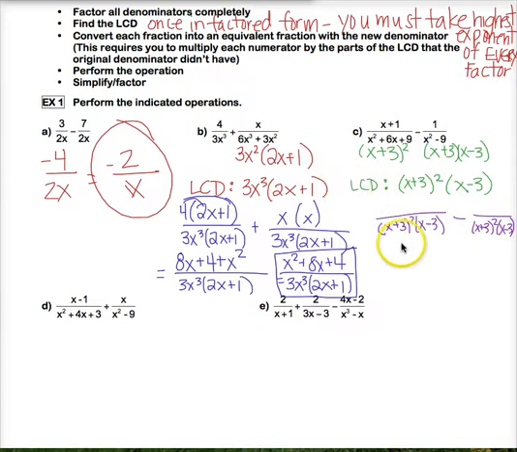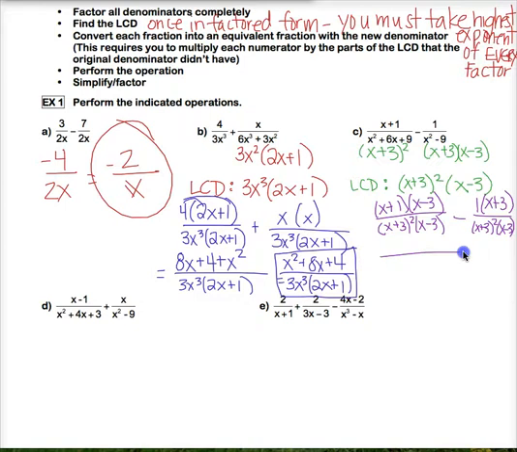And so now I need to convert the fractions. My original on the left had the x plus 3 squared, but it did not have the x minus 3. So I need to take the numerator that it had and multiply it by the x minus 3. On the right-hand fraction, the denominator had one of the x plus 3's and the x minus 3, but it didn't have the second x plus 3. So I need to multiply its numerator by x plus 3.